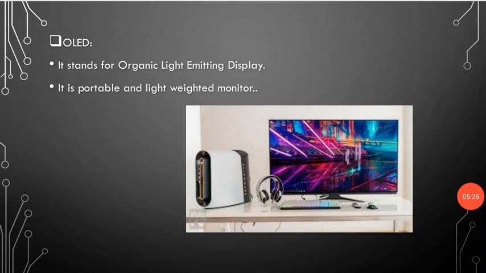Our last monitor is OLED. OLED stands for Organic Light Emitting Display. It is a portable and light-weight monitor. In the picture, you can easily see it. This is the picture of an Organic Light Emitting Display, that means OLED, and it is a very portable and light-weight monitor. Portable means we can carry it from one place to another place.